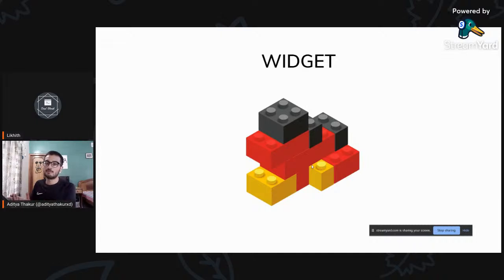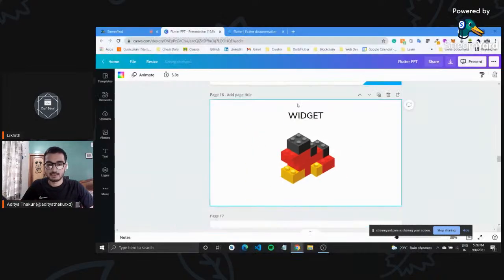You're navigating from one widget to another, like changing screens and such. So this is the basic of it: widgets are these Lego blocks that you pile one on top of the other and you get a complete app. That is the easiest explanation, but I will also show it with code.